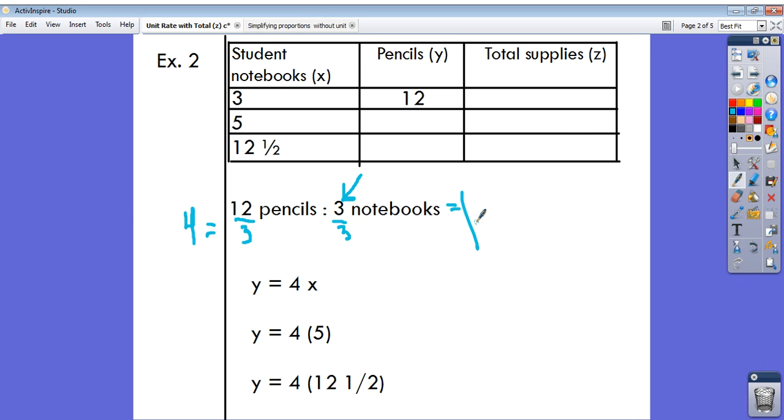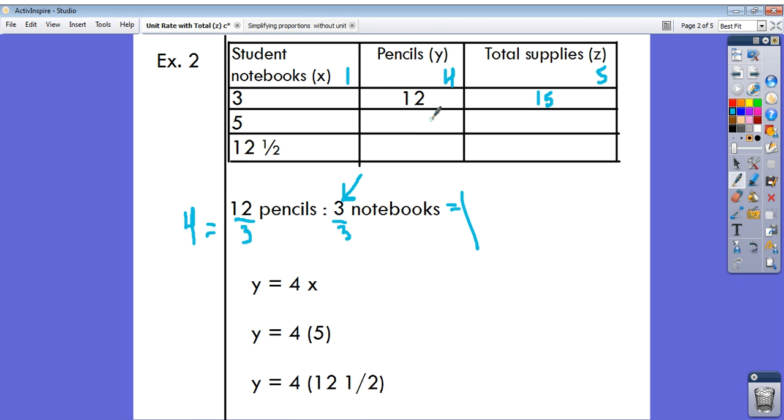Very good. That's exactly the unit rate. I'm actually going to write that down. So 4 pencils for 1 notebook. And if I add that up, that would be 5. And if I was adding my x and y here, 3 plus 12, 15.